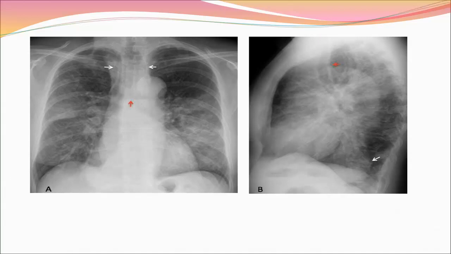There is also dilatation of the upper esophagus in the PA view, white arrows, with an air fluid level, red arrow. The lateral view shows a retrocardiac mass, B, white arrow, suggestive of a dilated lower esophagus. The trachea is displaced forward, B, red arrow.